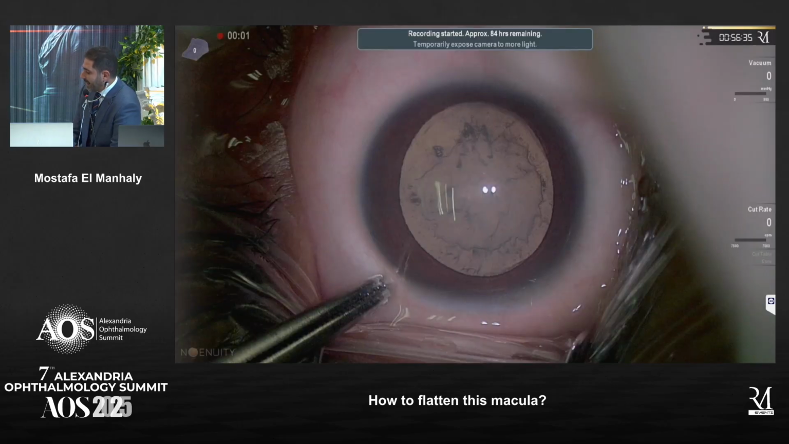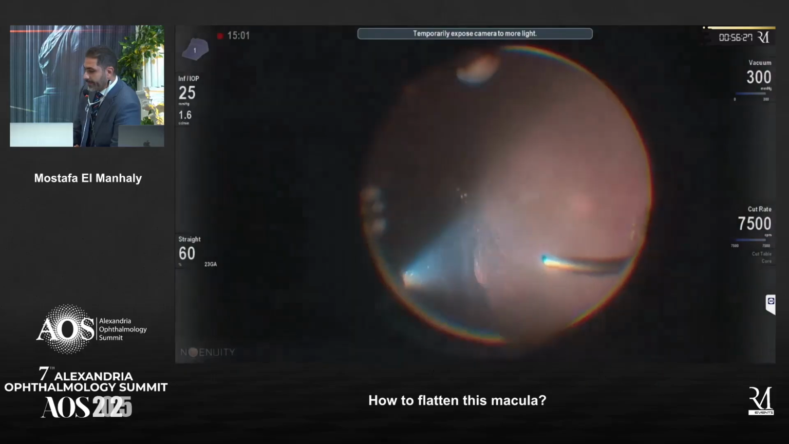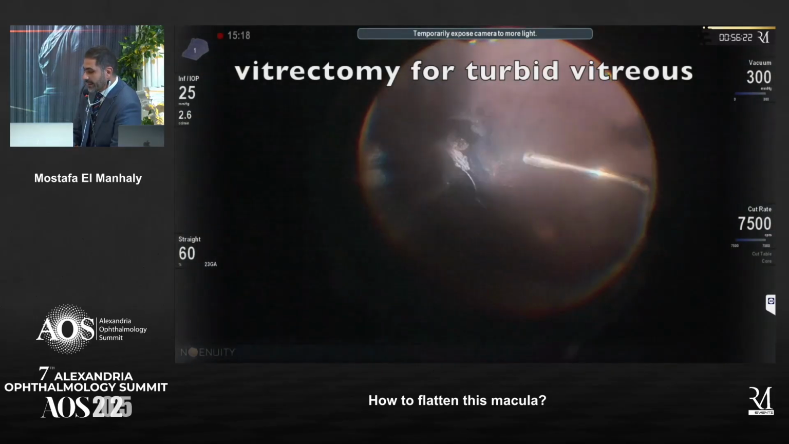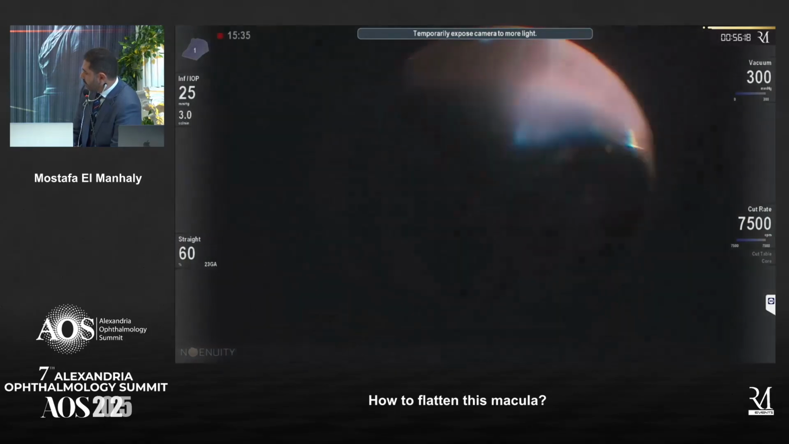Okay, Dr. Hassan, please. This is a case of an 8-year-old child that was presented for cataract surgery, and he was delayed and accidentally presented late with this detachment and a giant retinal tear. So what are the key steps in managing a giant retinal tear in such an age group? You said 8? Yes.